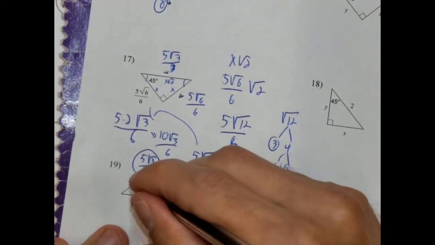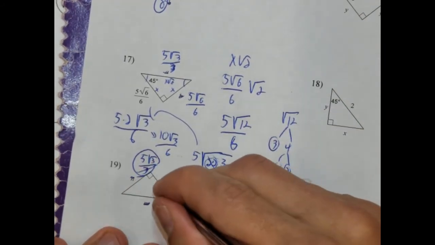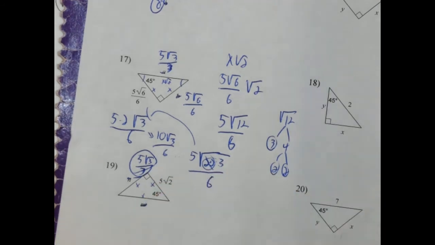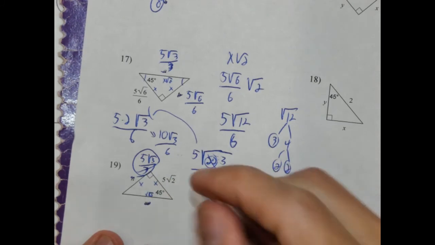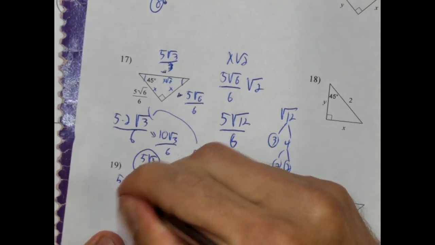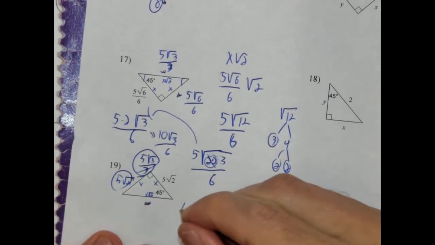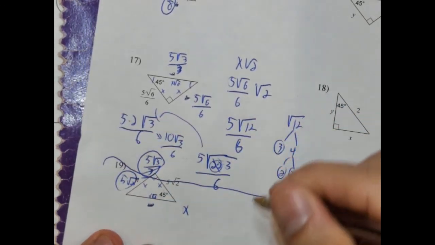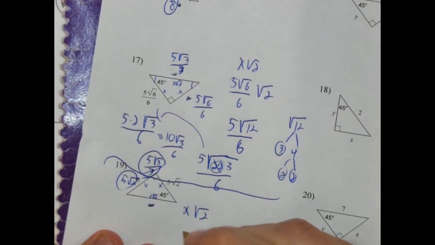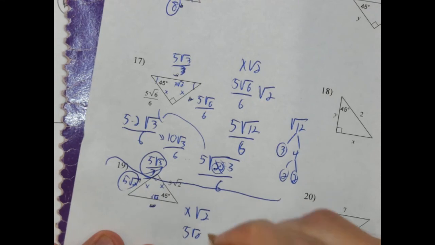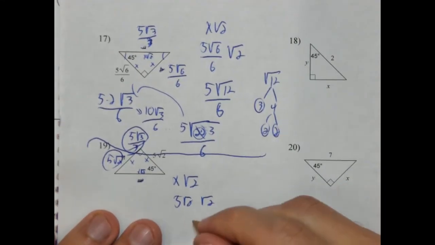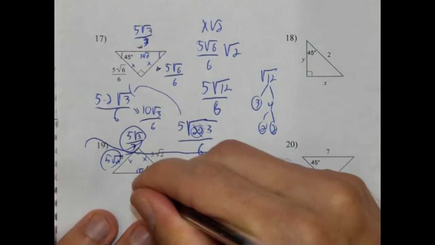Okay, last one. We have our x, and our x radical 2. I'm going to go over there. So our leg is 5 radical 2. And we're going to multiply this by radical 2. So x, so we have a little space here. X radical 2, so our x is 5 radical 2 times radical 2. And this will become 2, so 5 times 2, and that's 10.